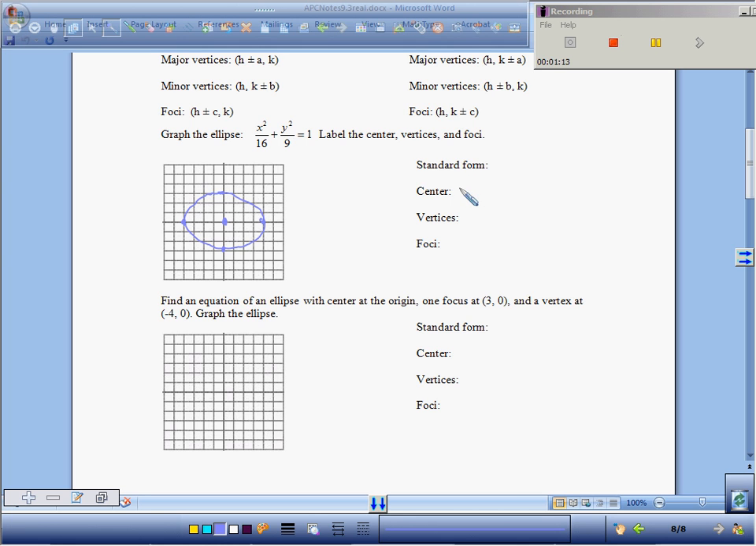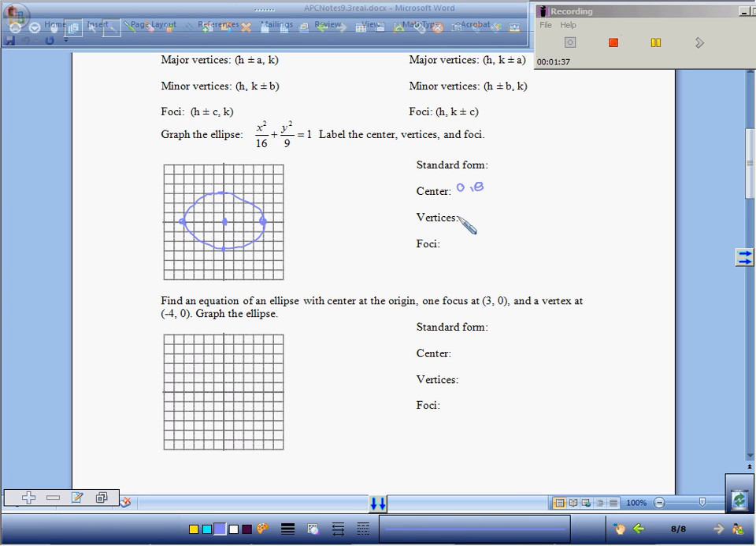So they want you to find the center. The center in this case is at 0, 0. It is already in standard form. Yeah, this is standard form. That's what I call standard form. I think they want you to multiply through, but leave it like this. You don't have to make it 4 squared or 3 squared. Just leave it. We'll talk about that more.